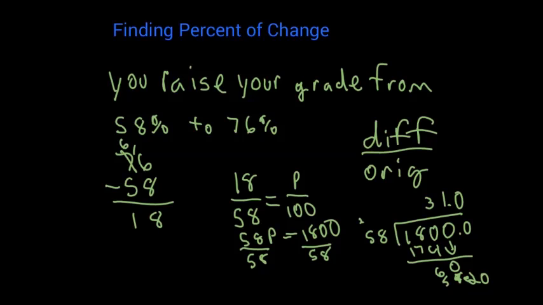So you raise your grade 31%, and that is an increase. Anytime you're dealing with percent of change, you need to indicate if it was an increase or a decrease.